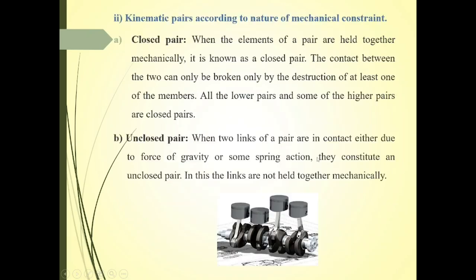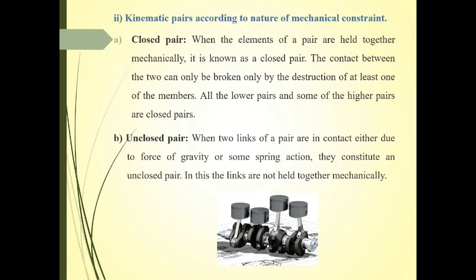The kinematic pair according to the nature of mechanical constraint. Depending upon the constraint, it is classified as closed pair and unclosed pair. A closed pair means when the elements of the pair are held together mechanically. The contact between the two can only be broken by the destruction of at least one of the members. All the lower pairs and some of the higher pairs are closed pairs.